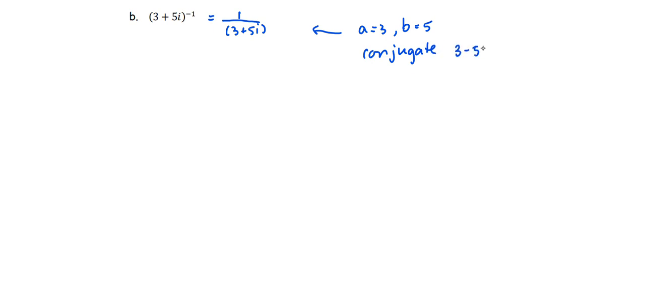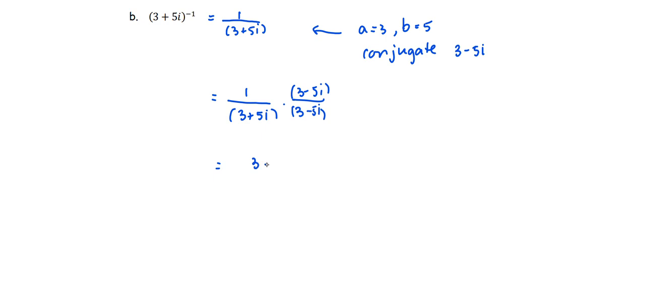Let's look at the second example. This one, as you see, the negative power can be rewritten as the reciprocal of the positive power. In this case, the complex number we have has a 3 and b 5, so the conjugate is 3 minus 5i. From the original expression, we multiply numerator and denominator with the conjugate 3 minus 5i.